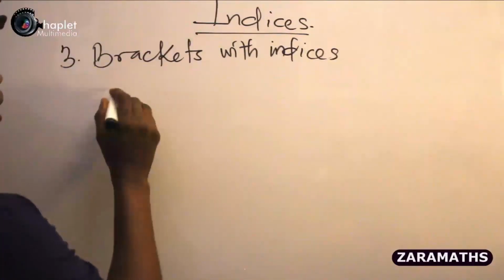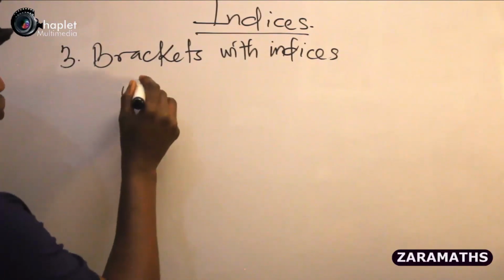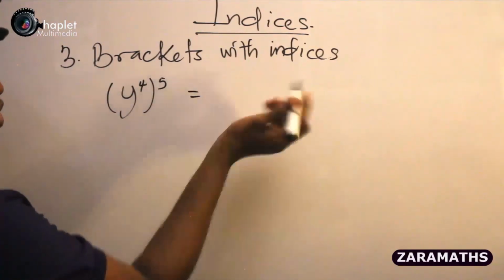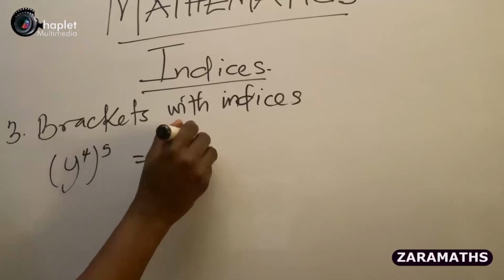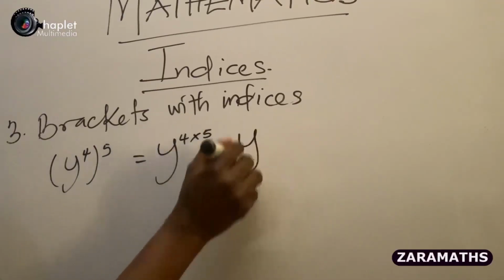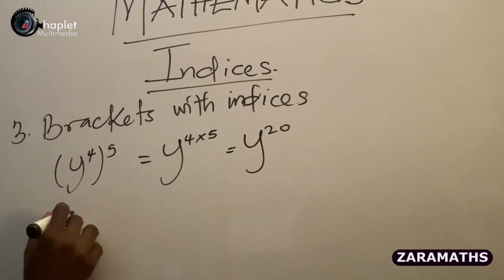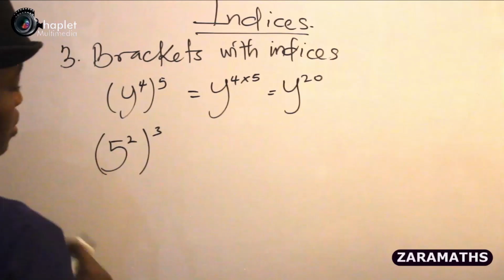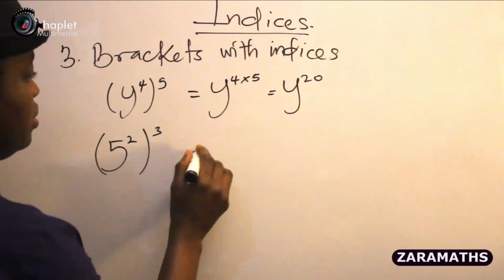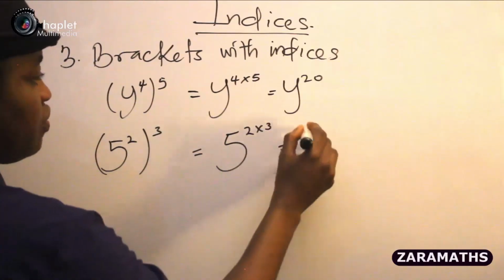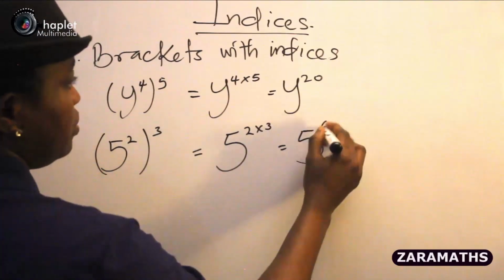Let's look at other examples. Y raised to the power 4, all in bracket of 5. This is applying the law, which says y raised to the power 4 times 5, to give us y raised to the power 20. Another one, 5 raised to the power 2, all raised to the power 3 is what? 5 raised to the power 2 times 3, which is 5 raised to the power 6.